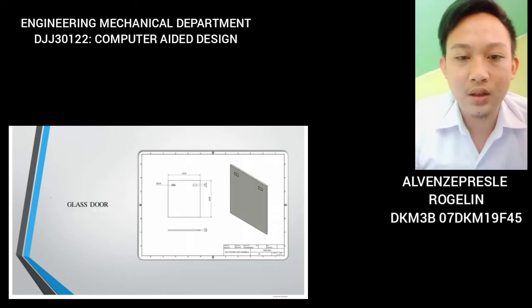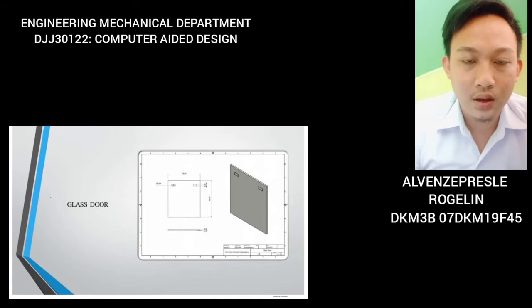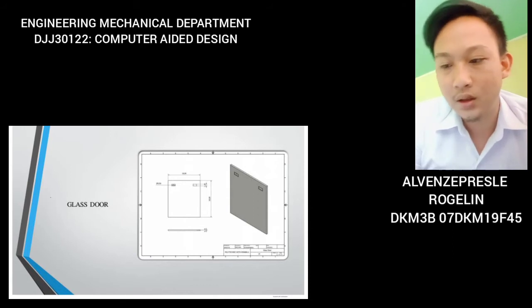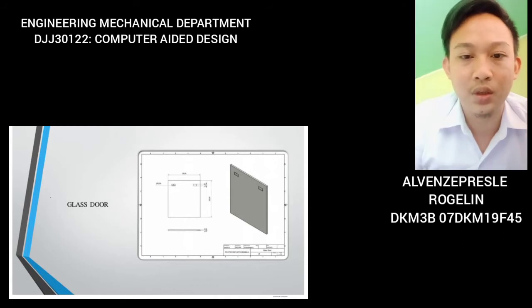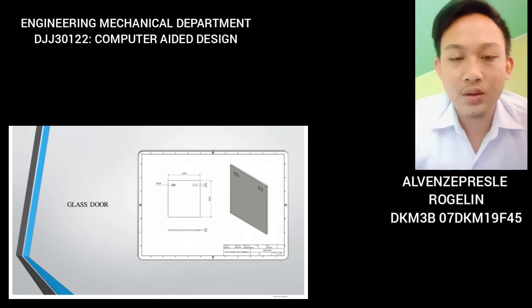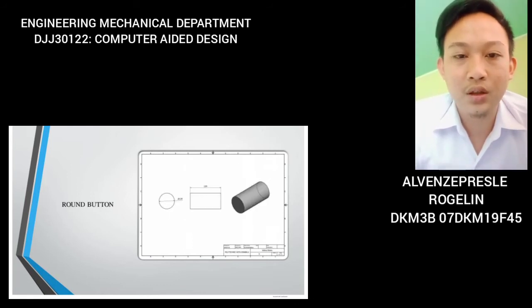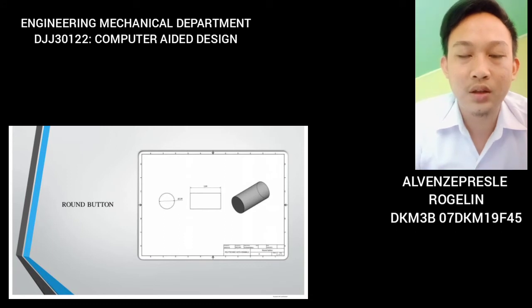Next part is the glass door. The glass door has a length of 18 millimeter, and the height is 20 millimeter. The next part is the round button. The round button is shaped like a cylinder, with diameter 1.0, and the height is 2 millimeter.